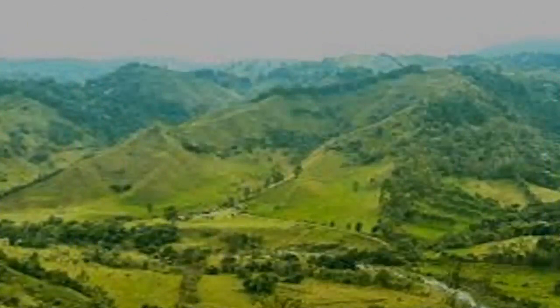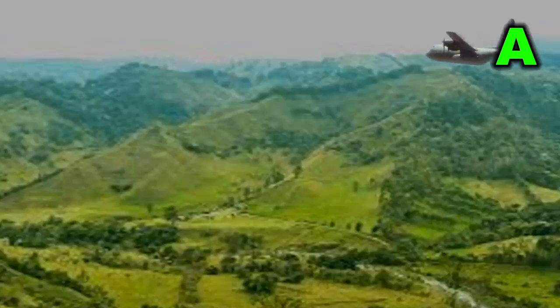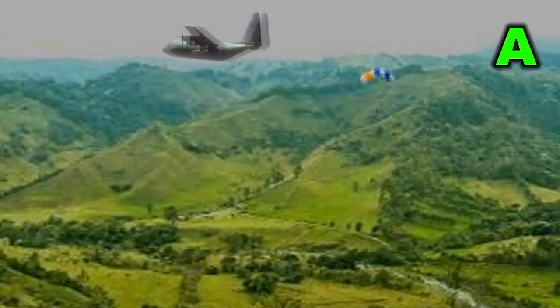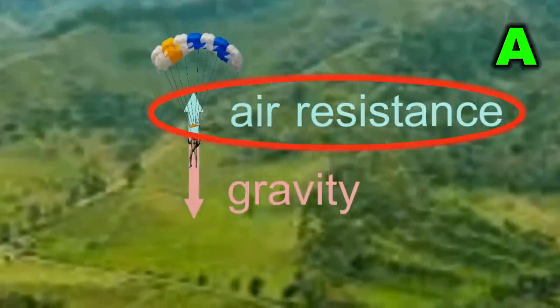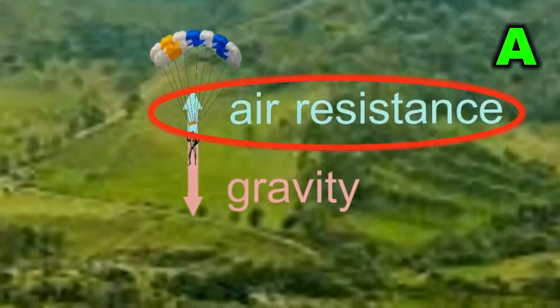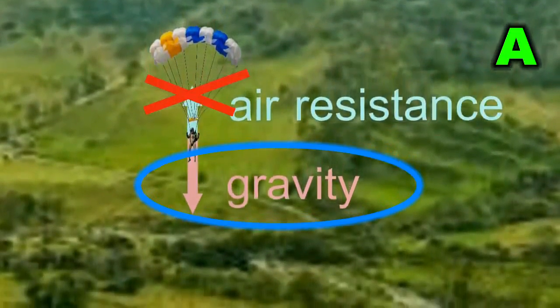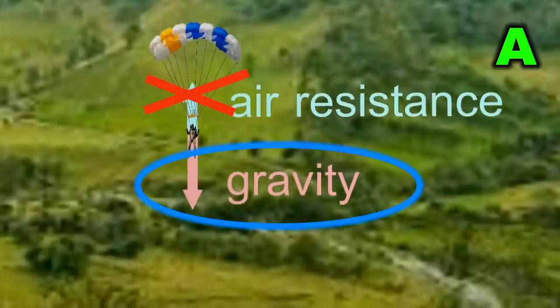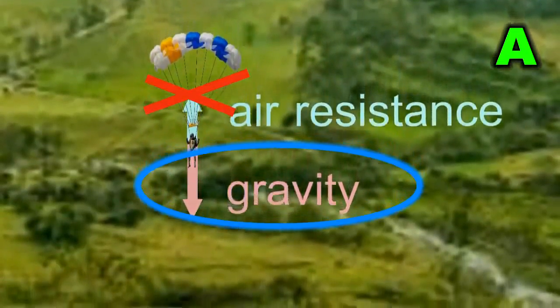The following examples will help you to understand this. A: A paratrooper jumps out of an airplane. Answer A: Because the paratrooper comes down in the air, there is air resistance, so this movement is not free fall, because in free fall only one force enters. It means only the force of gravity.